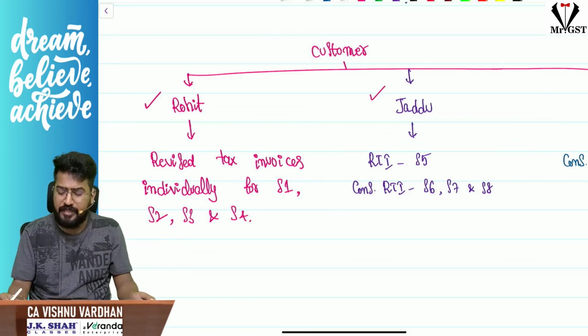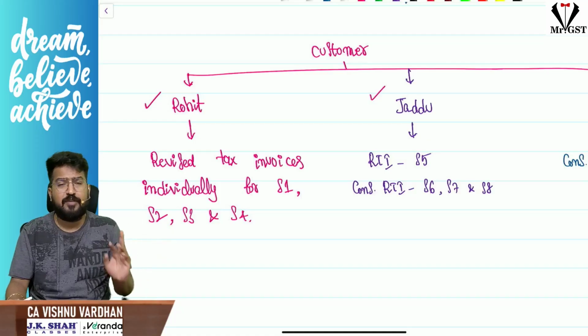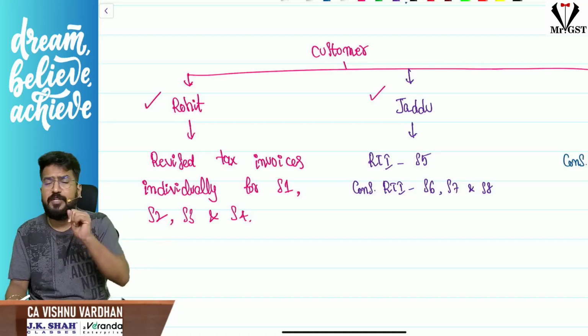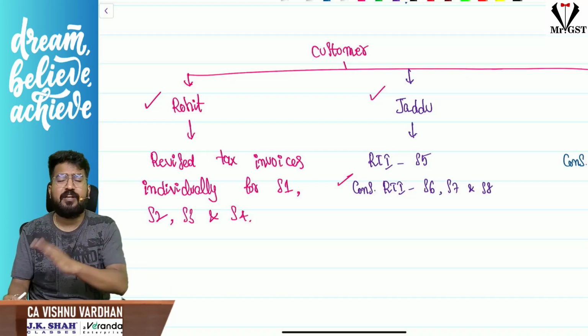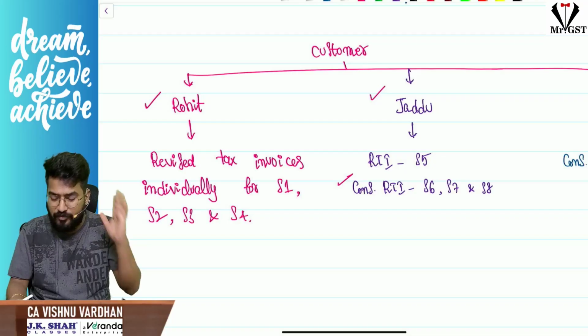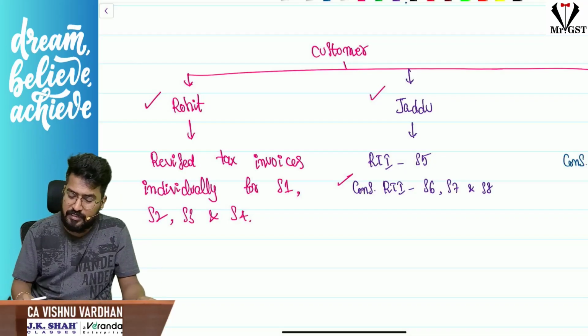For Jaddu, what I did: one revised tax invoice for supply 5, because it is greater than 1 lakh, because it is B2C large. Next, other B2C, yes sir, we can give 6, 7 and 8. For all those invoices, I can consolidate and give him the consolidated revised tax invoice. That is the next one.